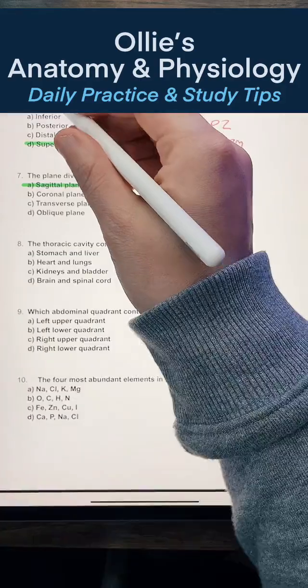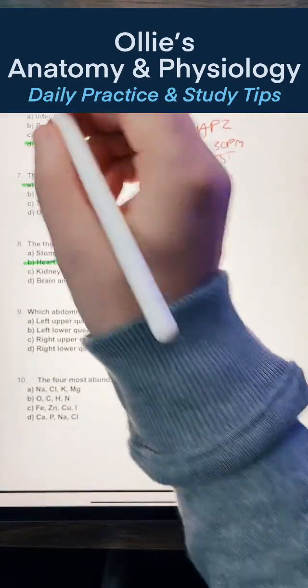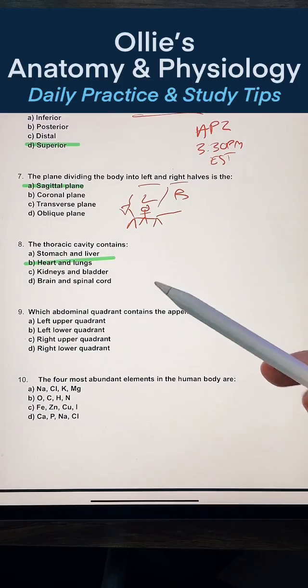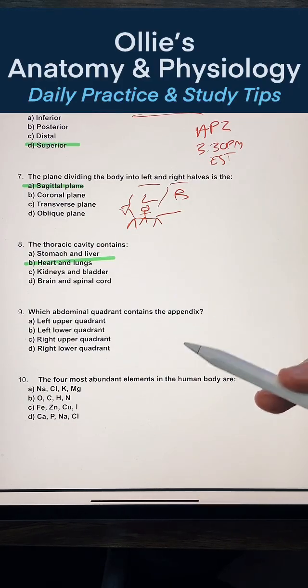Number 8, the answer is going to be B, though. It's going to be the heart and the lungs. The thoracic cavity houses basically our organs with circulation and respiration. The stomach and liver are in the abdominal cavity. The kidneys and bladder are in the pelvic, and the brain and spinal cord are in your cranial and spinal cavities.